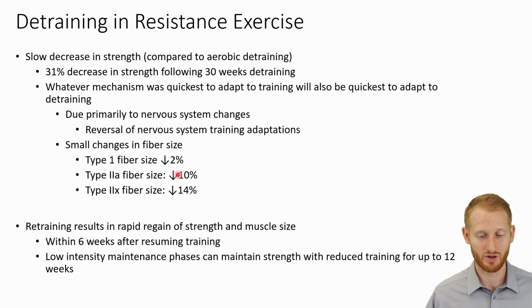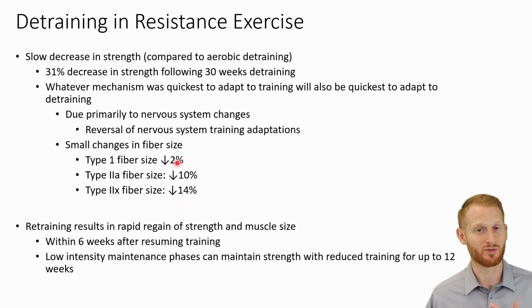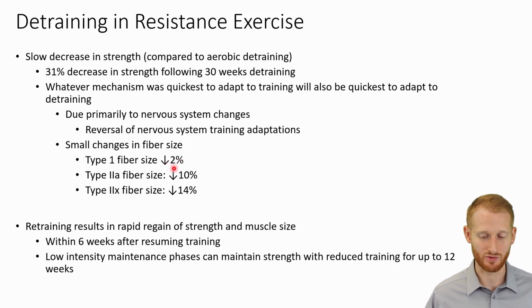And so remember that type 2 muscle fibers are going to have the most hypertrophy, but they're also going to have the most atrophy after you stop training. So type 1 muscle fibers will shrink about 2% with a long period of detraining. Type 2A is about 10%, type 2X is around 14%. So again, the type 2 fibers do atrophy more than type 1 fibers, but they also hypertrophy more than the type 1 fibers.